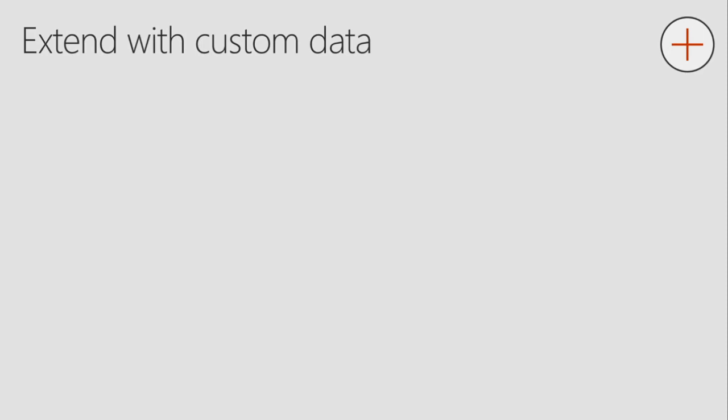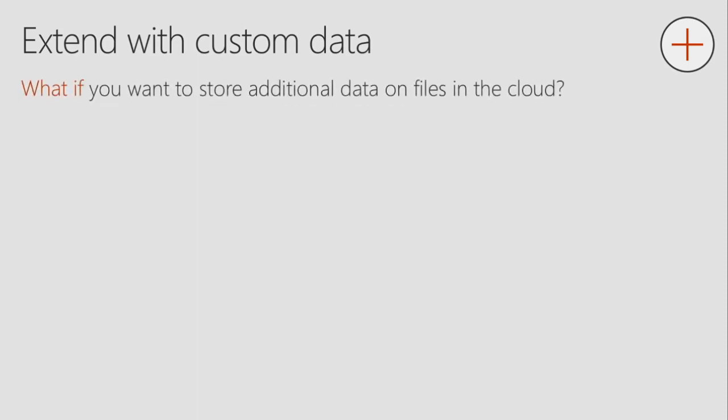But now we have something else to talk about this time around, which I'm pretty happy about, which is being able to extend files with custom data. Very blank slide, don't you think? But what if you wanted to be able to store additional data on files in the cloud? What if you have things like a customer record locator that you want to be able to tag onto your file? How would you be able to do that sort of thing?